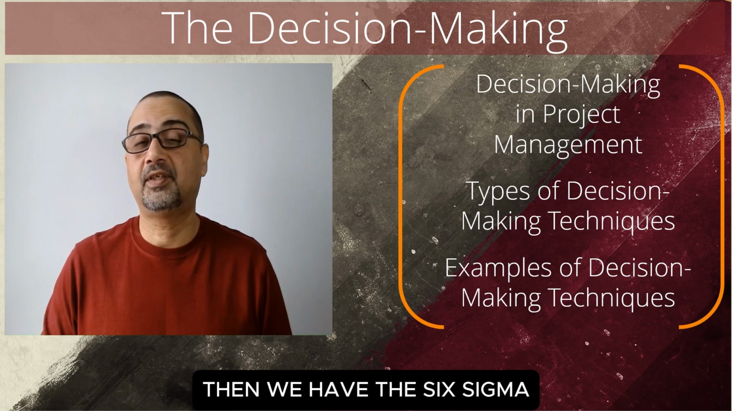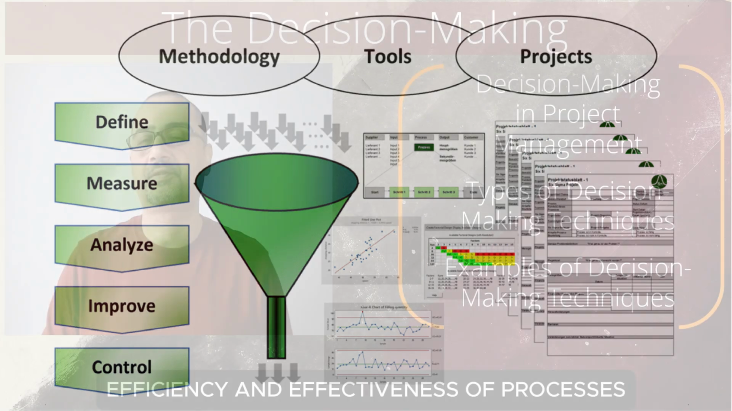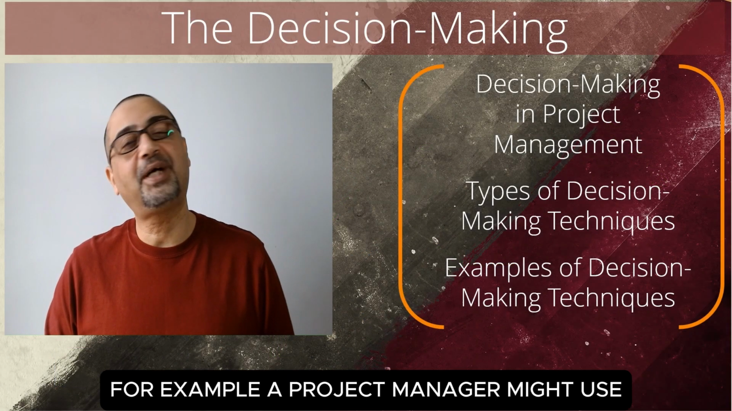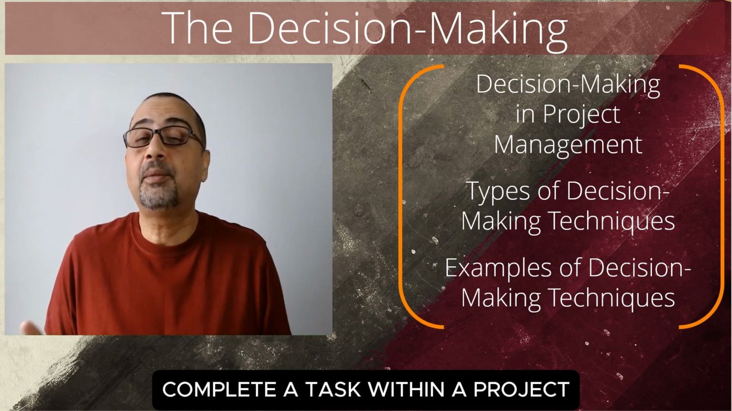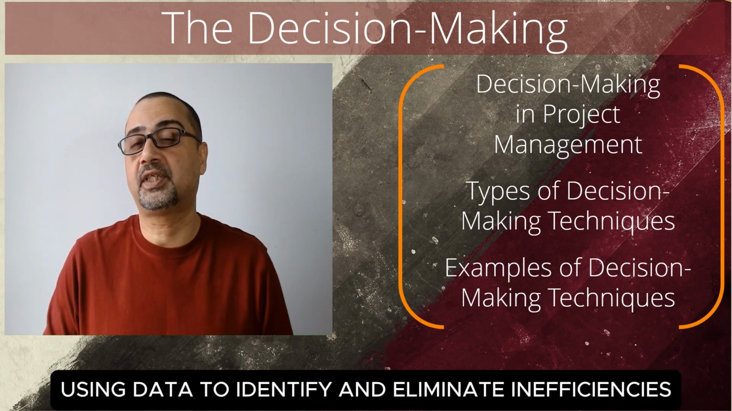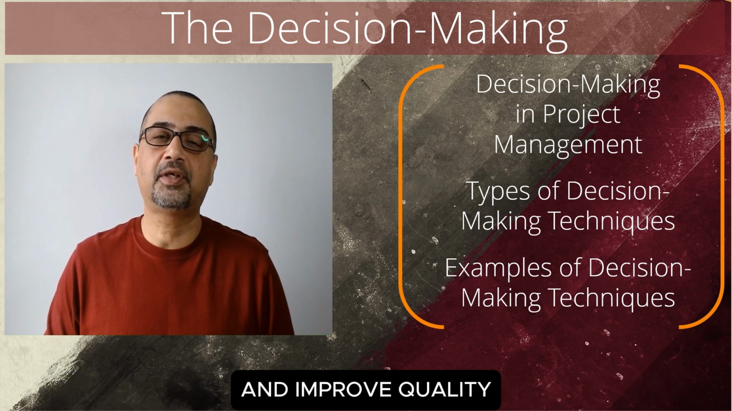Then we have the Six Sigma. Six Sigma is a data-driven approach to decision-making that aims to minimize defects and variability in processes. It involves using statistical tools and techniques to identify and eliminate the root causes of problems and to improve the efficiency and effectiveness of processes. For example, a project manager might use Six Sigma to decide on the most efficient and effective way to complete a task within a project, using data to identify and eliminate inefficiencies and improve quality.